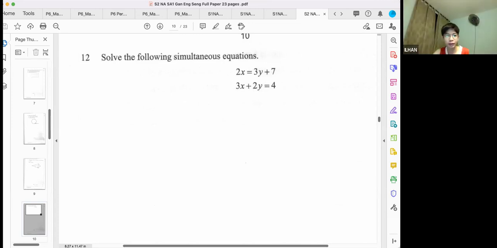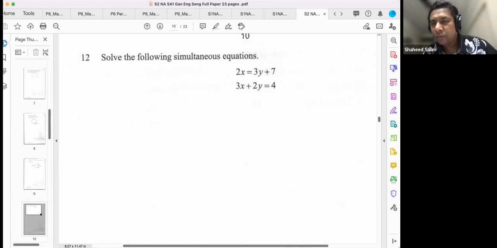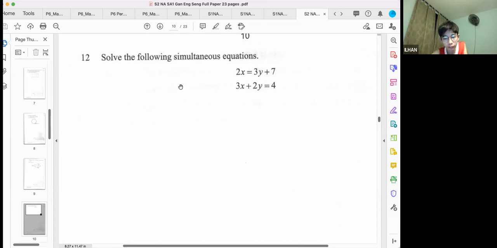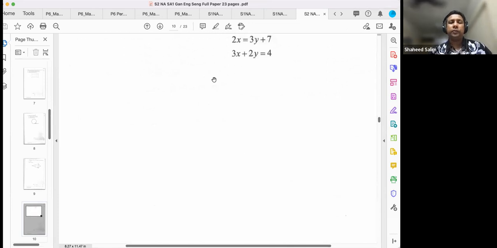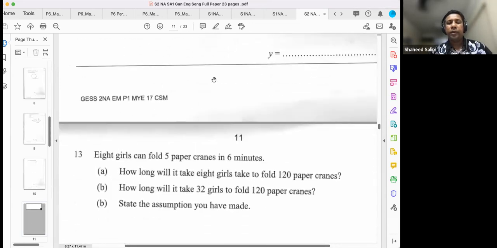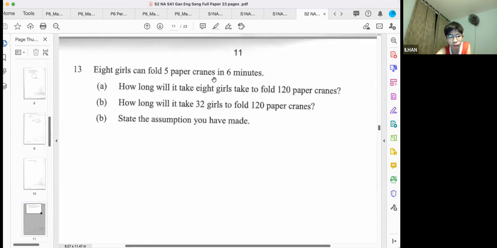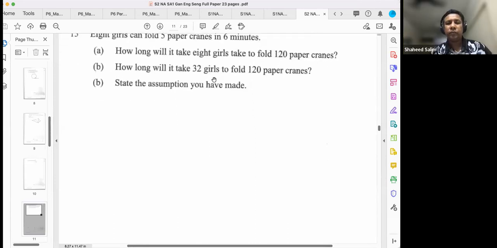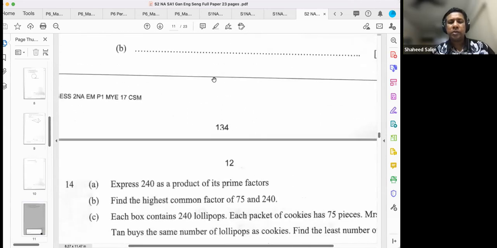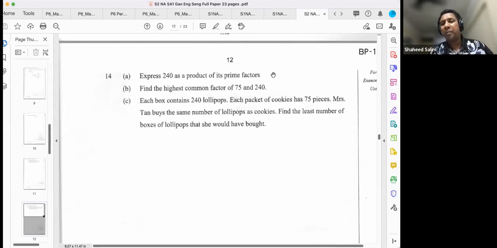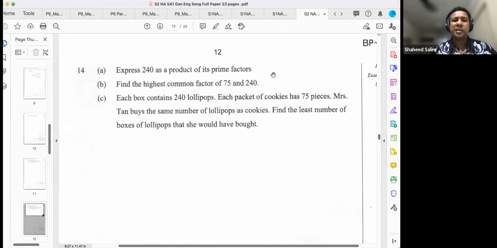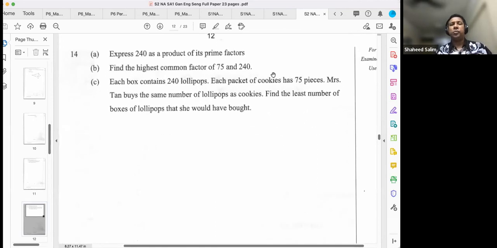We're not learning this yet because we stop at graph, right? At graph, do you have simultaneous equations? No. Okay. Let me see. This one surely has prime numbers and all. This is considered Sec 1 work, but they may test you.